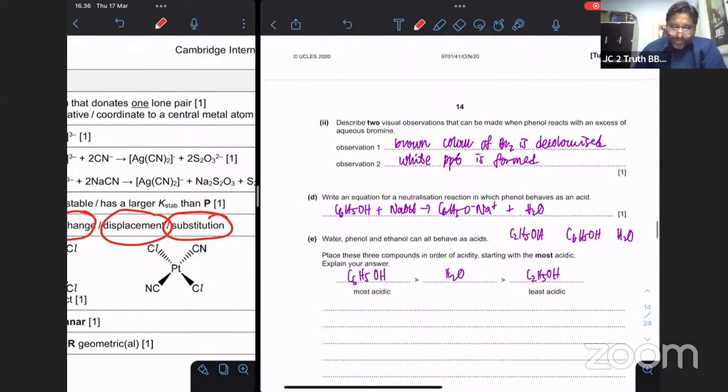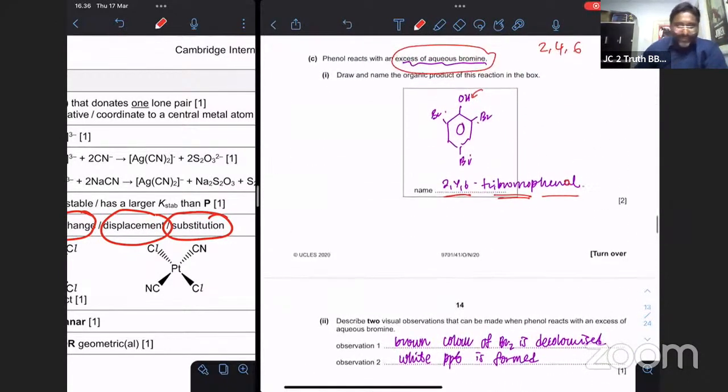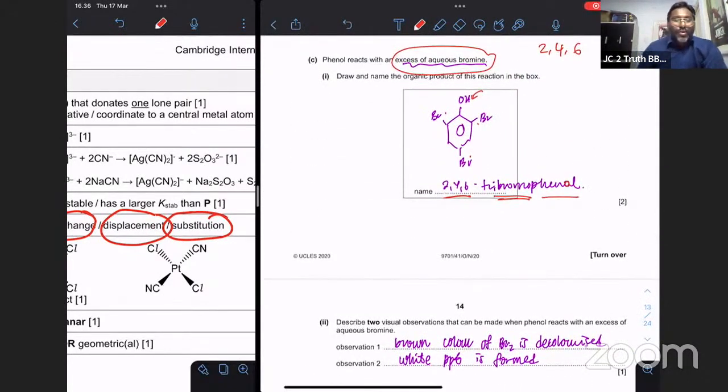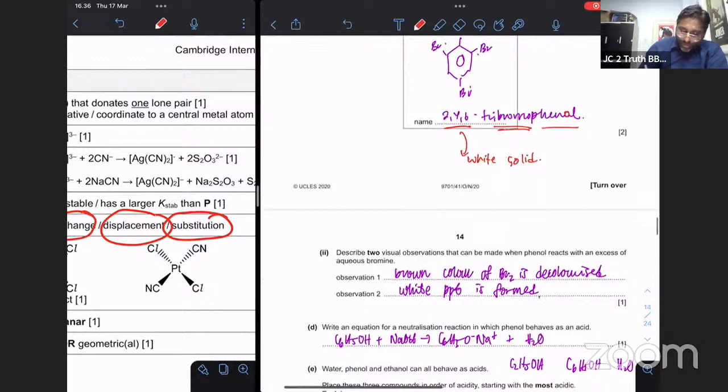The next part, describe 2 visual observations. This is very popular. When you have 2,4,6-tribromophenol, please remember this is a white crystalline solid, so a white precipitate is going to be formed. The second observation, since you are reacting with Br2, is that the brown solution is going to be decolorized, because there is a reaction. So those are the 2 visual observations that we will see.